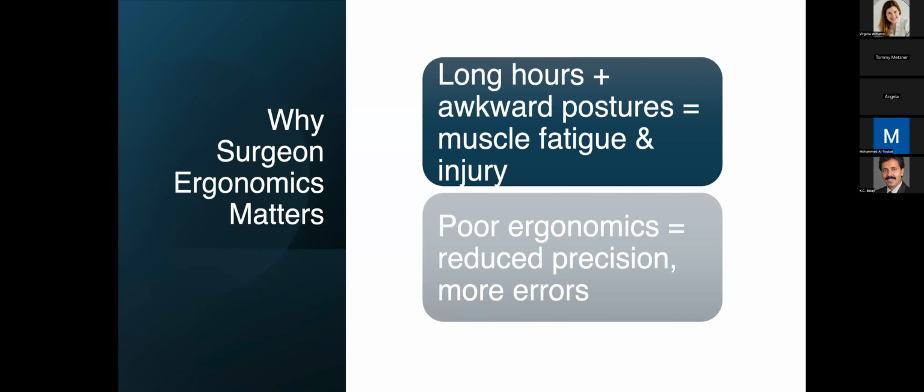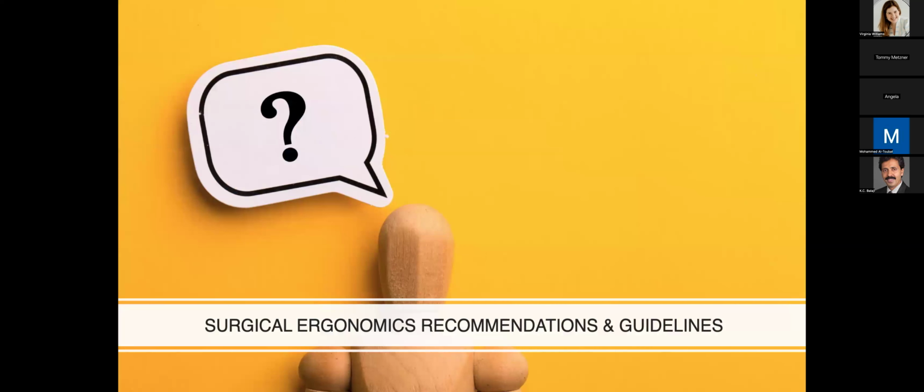So why do surgeon ergonomics matter? Because we work long hours and we're usually in these awkward postures. All that leads to muscle fatigue and injury. And poor ergonomics means reduced precision, more errors, and more mistakes, and we're not able to take care of our patients in the way we want to. So I'm going to take a look at some of the recommendations and guidelines out there.